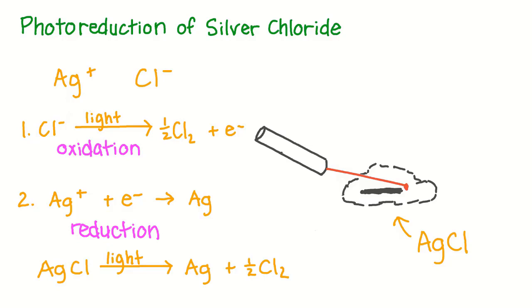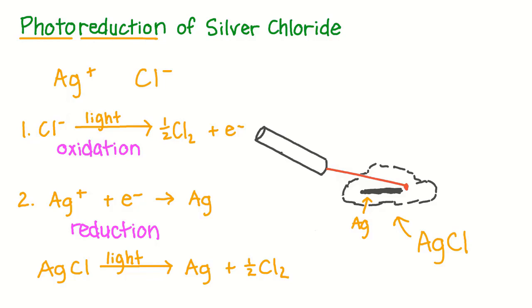So the overall reaction for this process is silver chloride in the presence of light reacting to form silver plus chlorine gas. So when we shine a laser on the silver chloride, the light causes the silver ions to be reduced into silver, which is the gray powder that we saw. That's why this is called the photoreduction of silver chloride. The light causes the silver to be reduced.